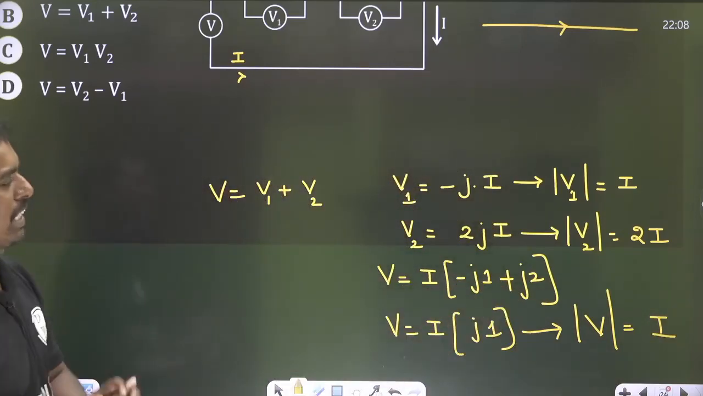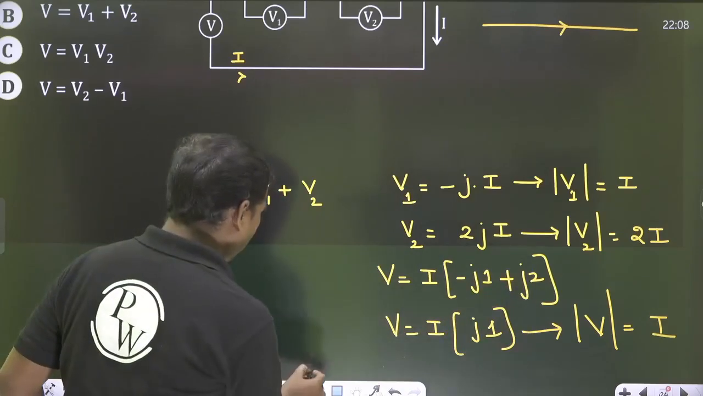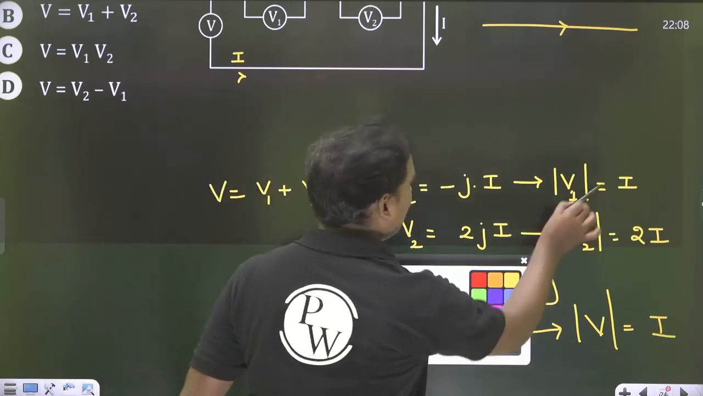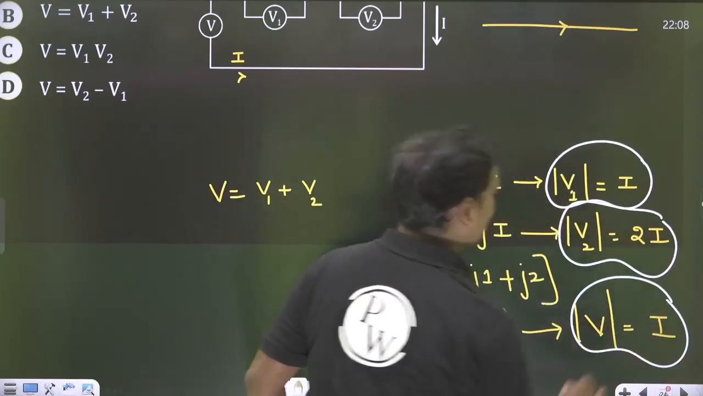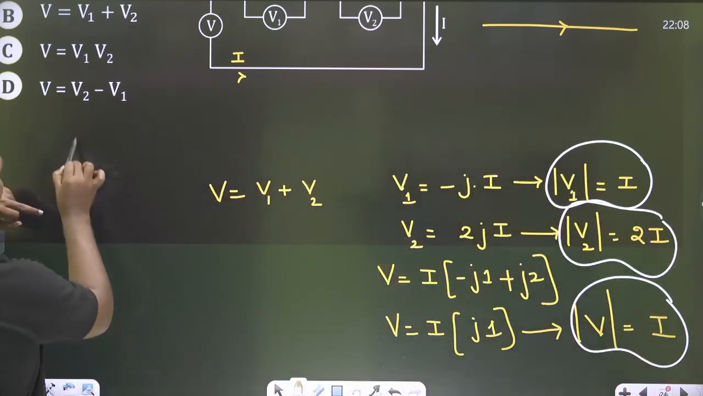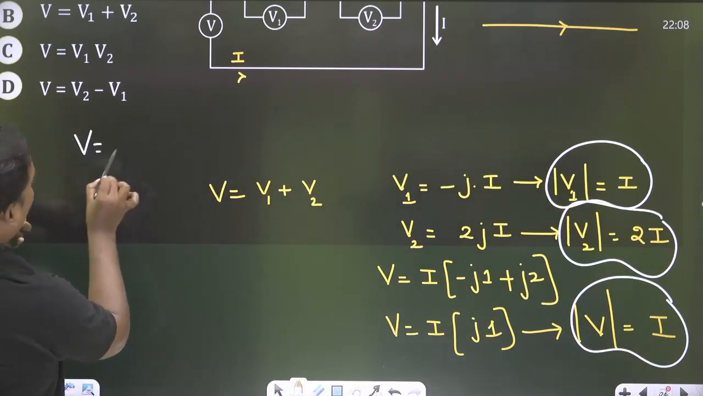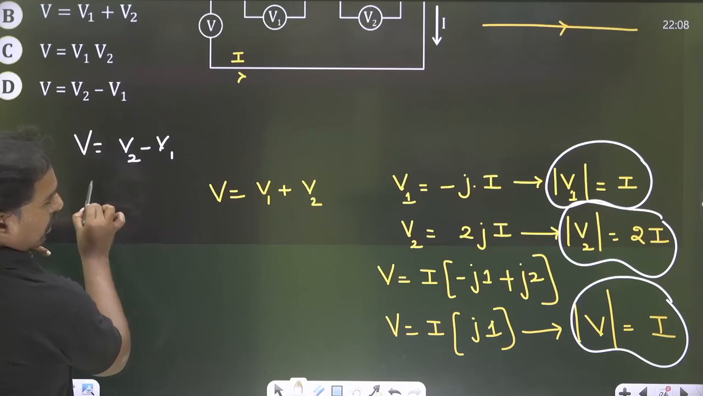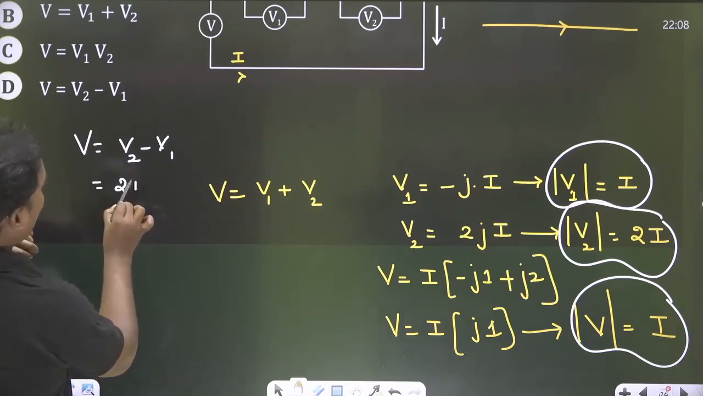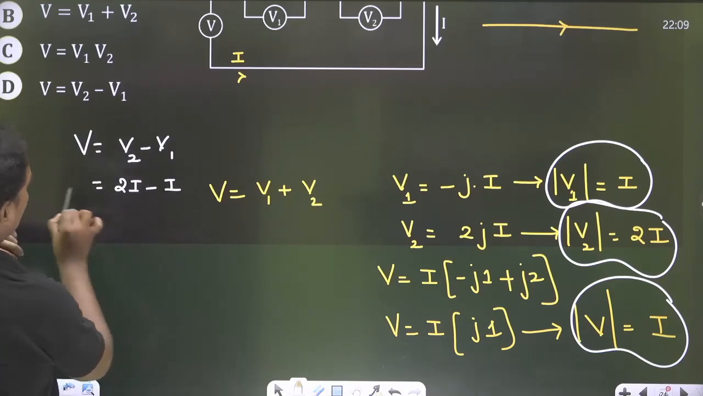So that means what is the relation now? We are getting this as I, this as 2I, this as I. That means the magnitude of V is equal to I. That means it will be V2 minus V1 matching now. So V2 is equal to 2I and V1 is equal to I, then it is coming.